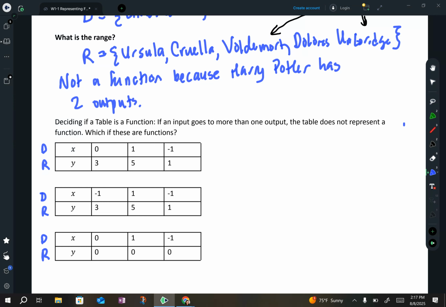All right, did you get that done? Great. Let's go ahead. So let's look at the first one. Is it a function? Well, 0 goes to 3, 1 goes to 5, -1 goes to 1. So there's no input that goes to 2 different outputs. So yes, this is a function.